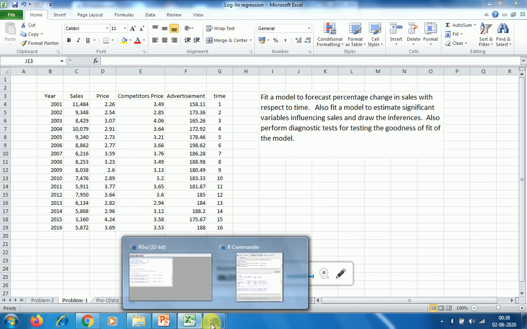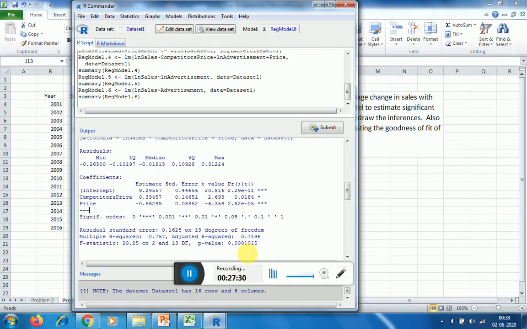So this is all about the log linear regression model. I hope I cleared all your difficulties and doubts with regard to how to fit a log linear regression model.